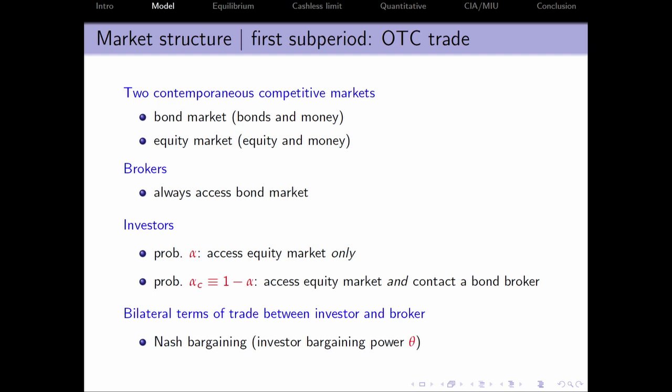And then the market power we'll model as Nash bargaining between the investor and the broker. And theta is going to be the bargaining power of the investor. So if theta is equal to 1, they'll be perfectly competitive. That's the case where we recover the Woodford continuity in the cashless limit.